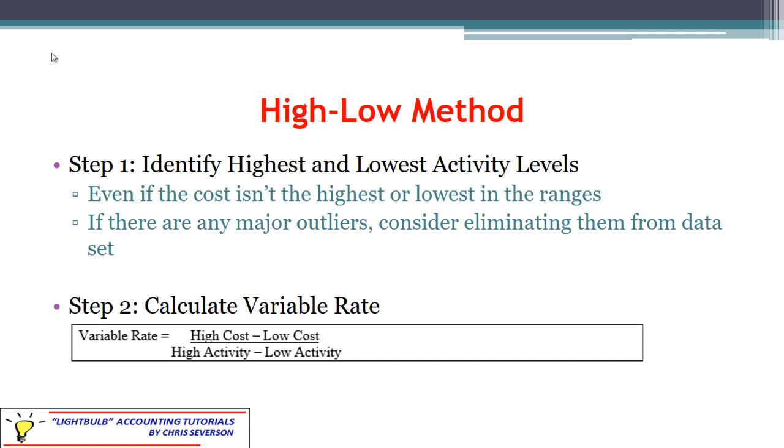In the numerator, we're taking the highest and the lowest costs and subtracting them. So in other words, the difference in the cost divided by the difference in the activity levels, highest minus lowest. The thought is that this will give us the amount of cost that's explained solely by the change in activity. This amount of additional cost was related to this amount of additional activity. So that should be solely variable.